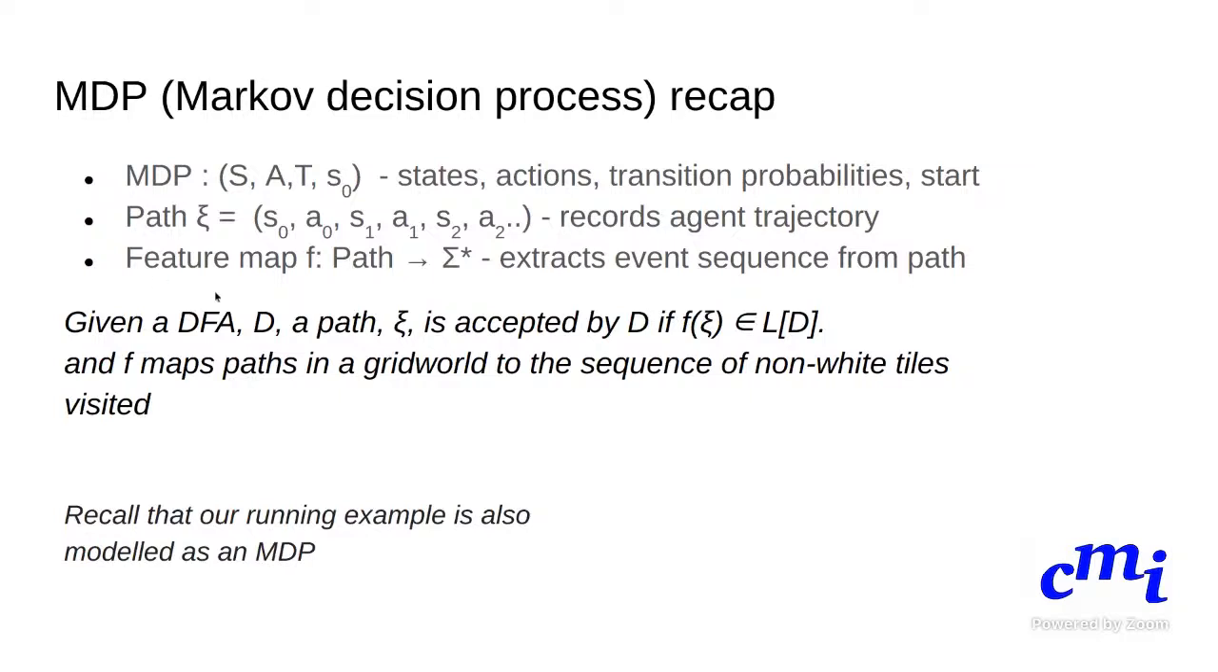And then there's this function called feature map. It extracts events, as in it takes the path and makes it like how we combine the non-consecutive color tiles into one and drop the white tiles. This is what this function does. Let's formalize this: given a DFA D, a path eta is accepted by D if f of eta is accepted in the language of the DFA. So the f function basically makes the path readable by an automaton.